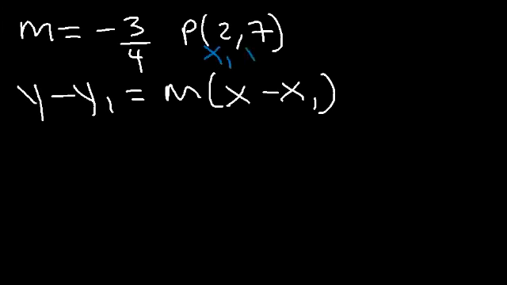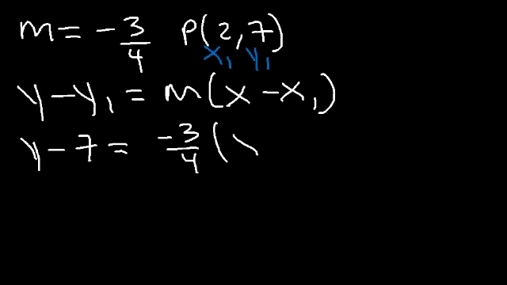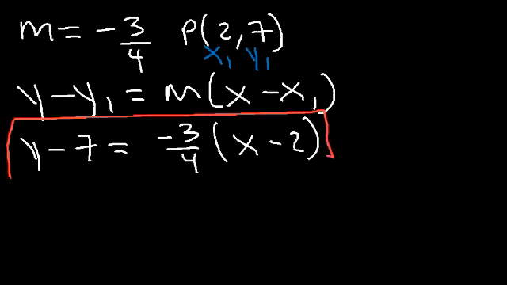x1 is 2, y1 is 7. So it's y minus 7 is equal to m, which is negative 3 over 4, times x minus x1, which is 2. So this is the equation in point-slope form.